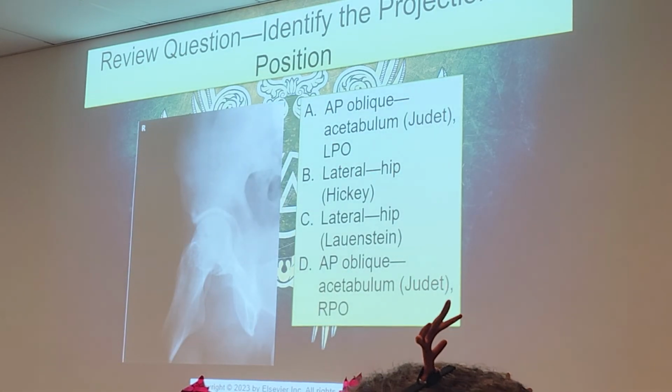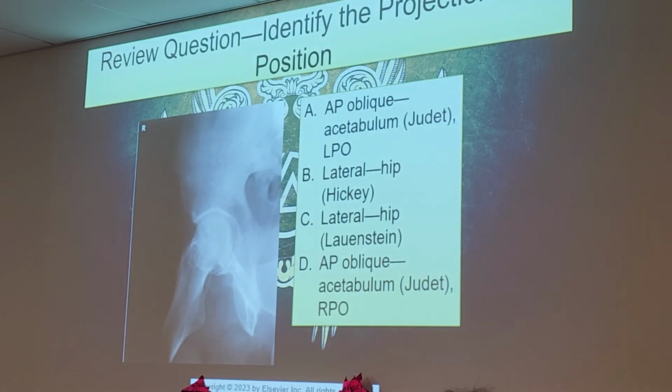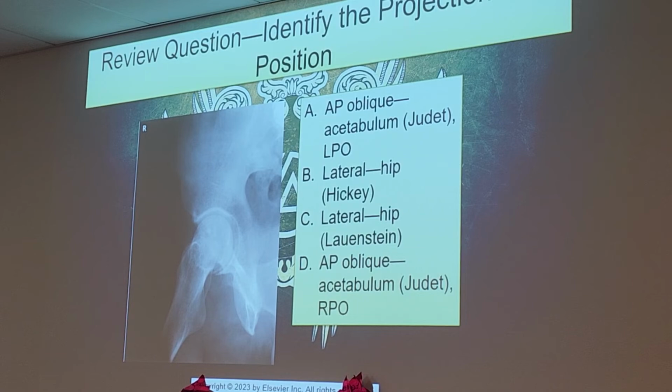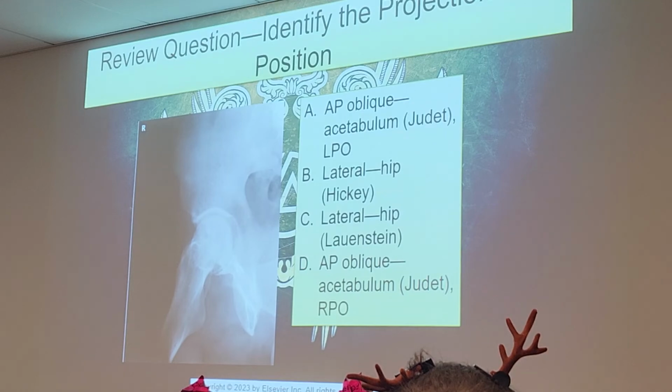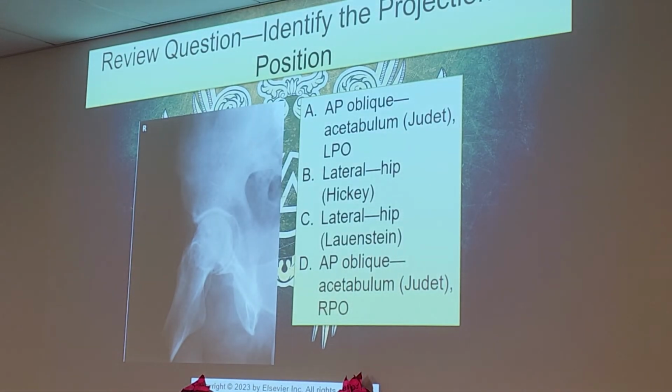All right, what is that? That's an RPO. You're correct. So what's the only one that has RPO? Letter D. How do you know it's RPO? The right side would be down, but how do we know that looking at the image? The marker, but also if there was no marker, what else can we look at? The ala is stretched out and the obturator foramen is closed on the right side. That tells us that the patient has rotated to the right. Make sense?